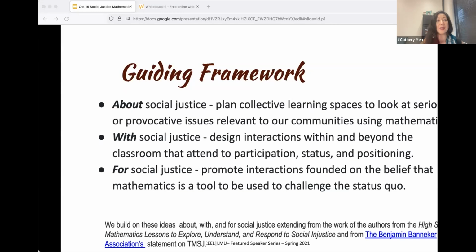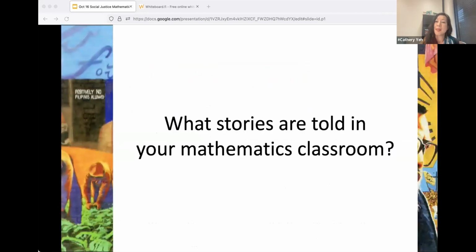The guiding framework is about, with, and for. So I won't say too much because we already talked a little bit about that. And for us to think about this idea of with, about, and for, let's begin with this idea of the stories that are told in our math classrooms.